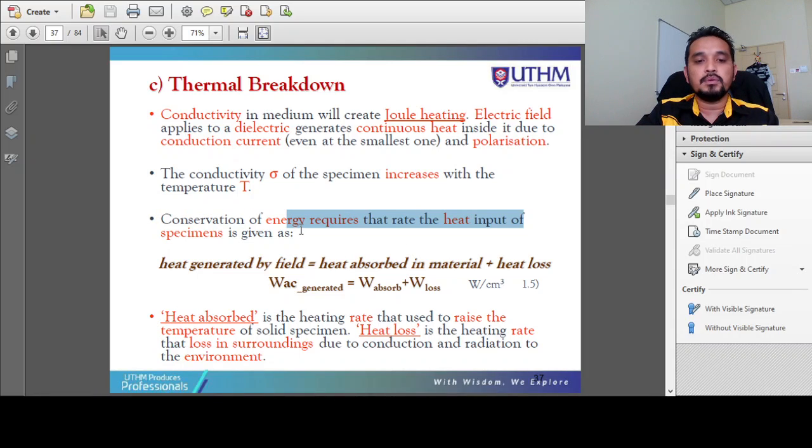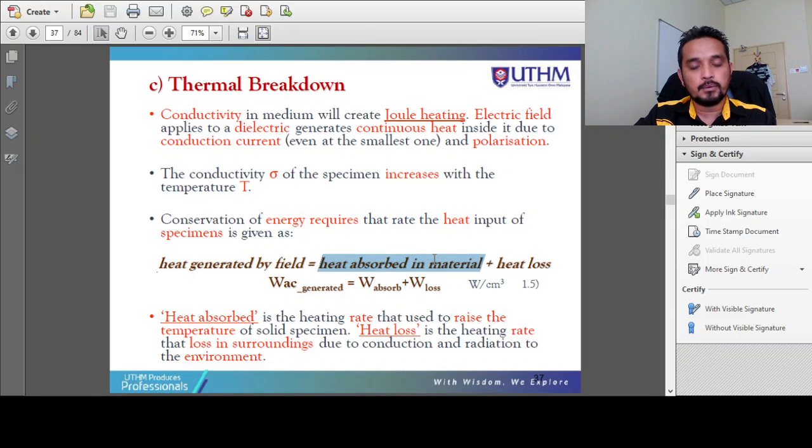As for the conservation of energy, we know that the energy generated for a system is equivalent to the energy dissipated to the environment or to the material. This is known as conservation of energy. In this case, the heat generated by the electric field is equivalent to the heat absorbed within the material plus the heat losses to the environment.